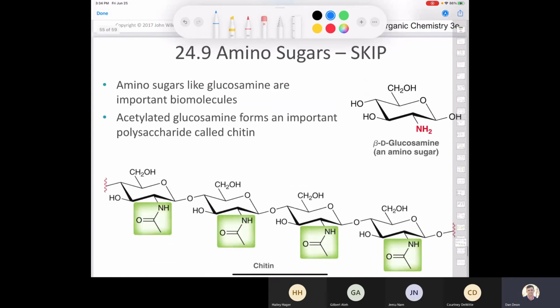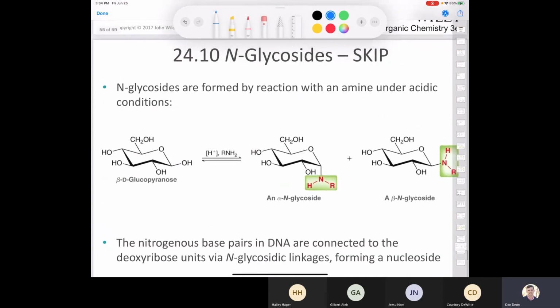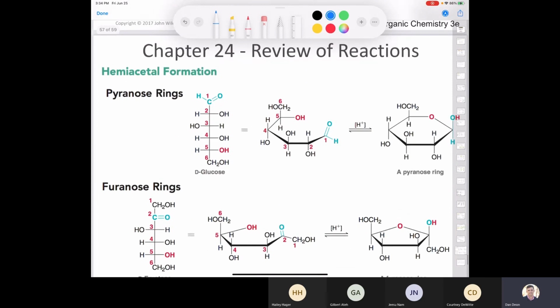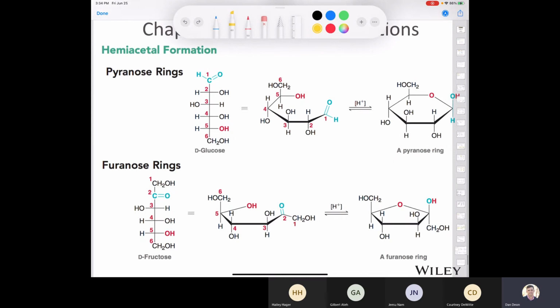And we're going to skip section 24.9, and we'll also skip section 24.10. So what are the things that we covered in this lecture? On carbohydrates, we talked about pyranose rings. I expect you to be able to draw the Haworth projection or the chair of a pyranose given the open chain form. You do not have to do it for a furanose ring.